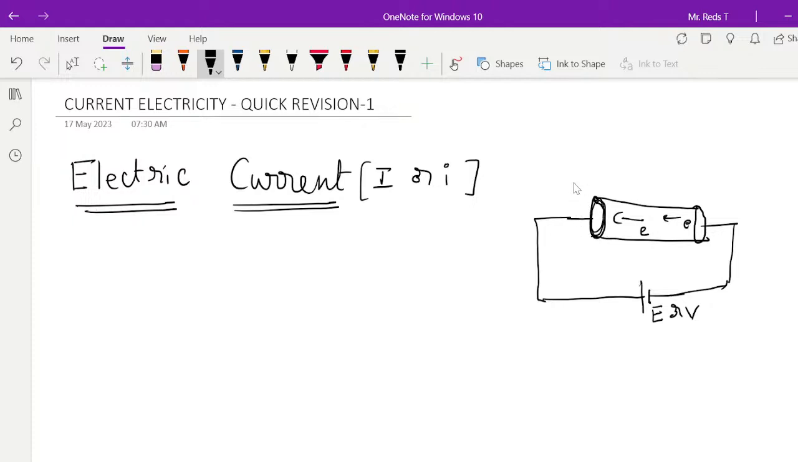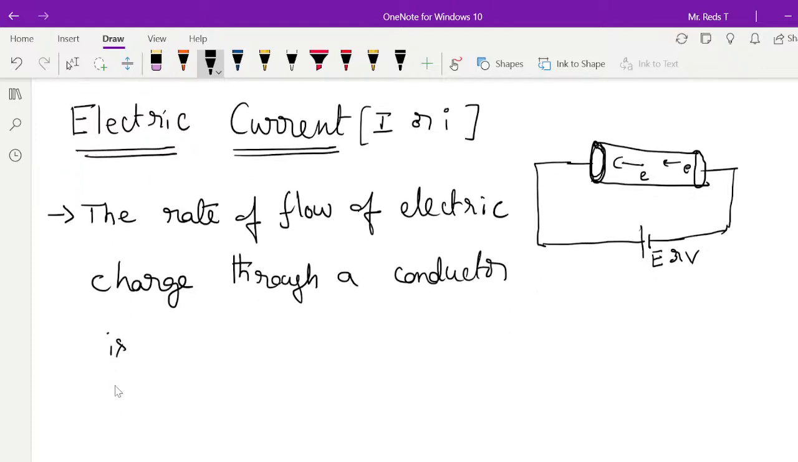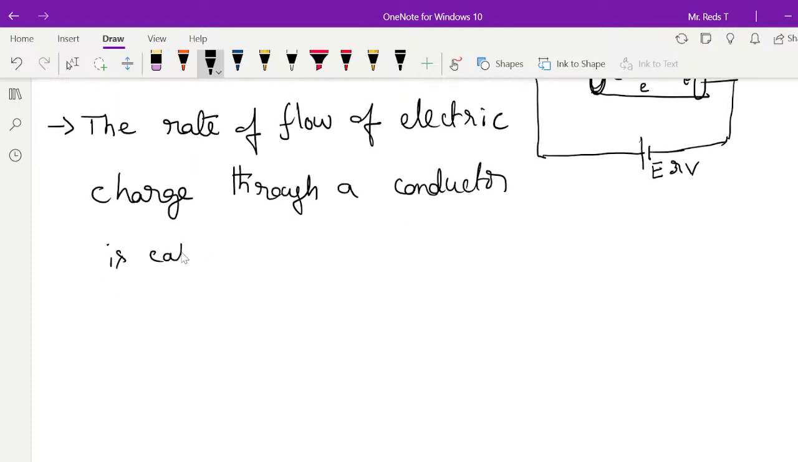In the simplest form, you can define electric current as the rate of flow of electric charge through a conductor is called electric current. It is denoted by I.